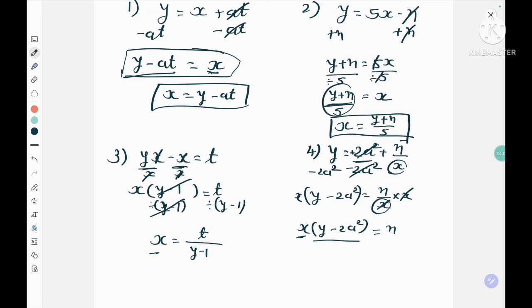So this bracket we have to get rid of. What we are going to do is divide by this bracket, y minus 2a squared, on both sides. I will write these in a bracket. So this bracket cancels down. Here remains x, and on this side n over y minus 2a squared. This is the final answer. I hope you understand this.